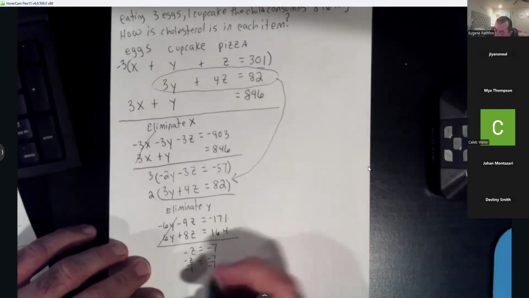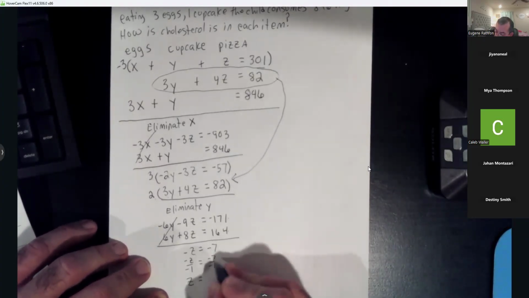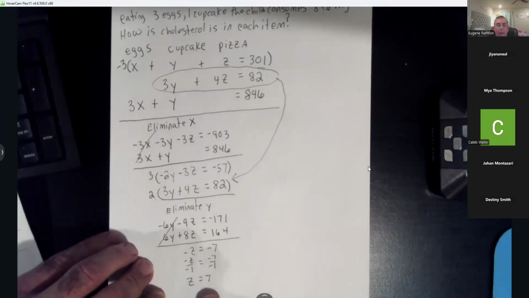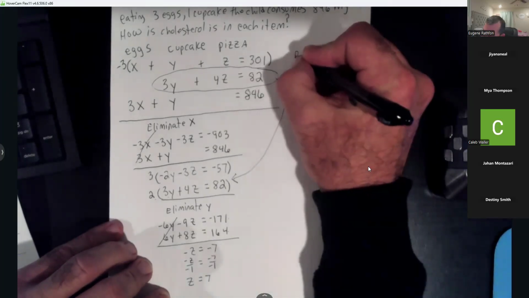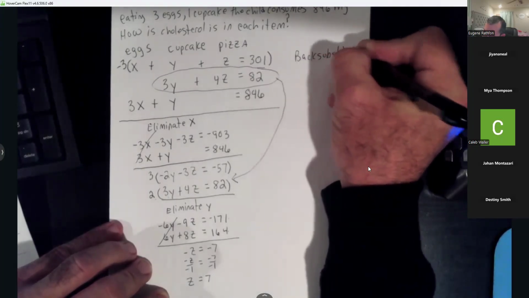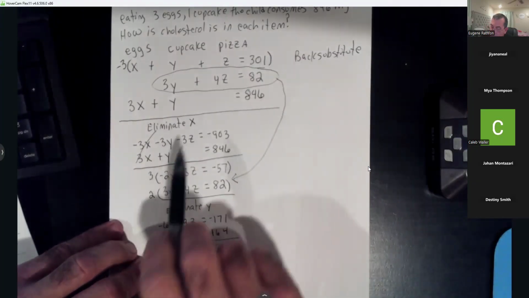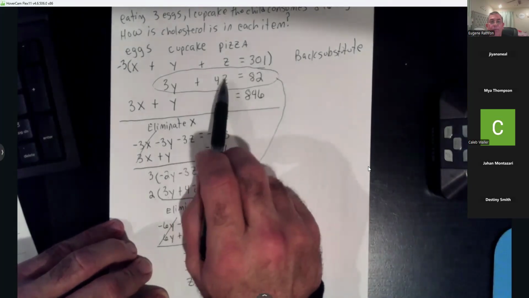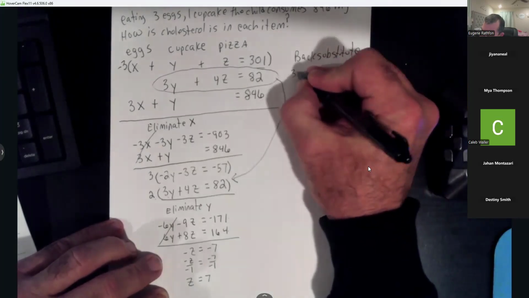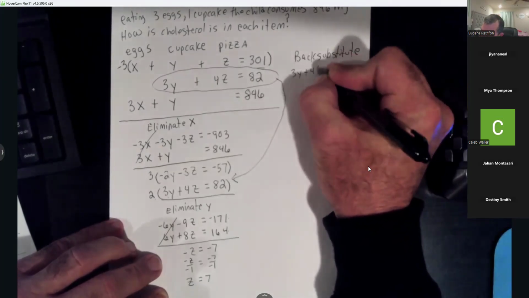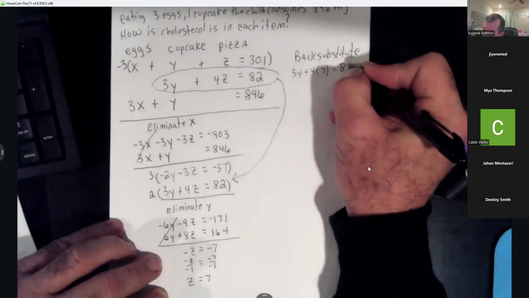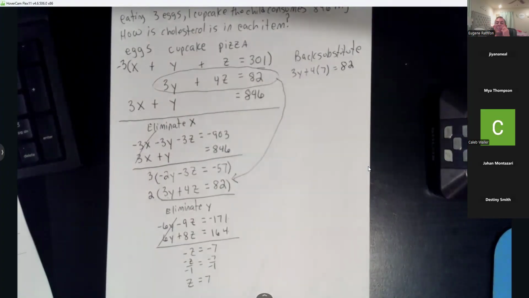So that now is a positive z equal to a +7. So we know what z is, we can now back substitute. So if I put in for this z, I can solve for that y. So I'm going to do 3y plus 4 times z, which was 7, equals 82.